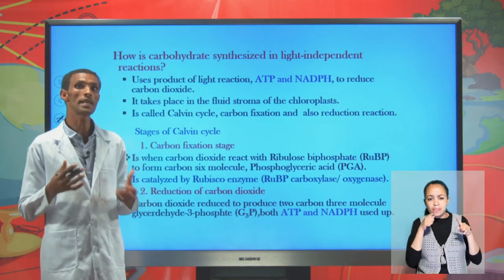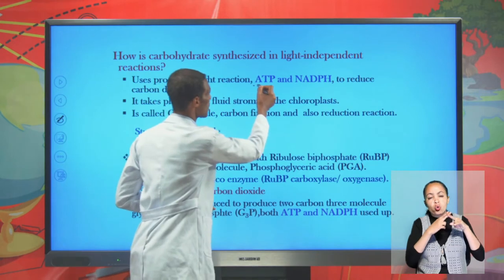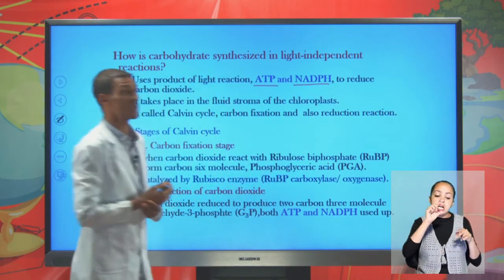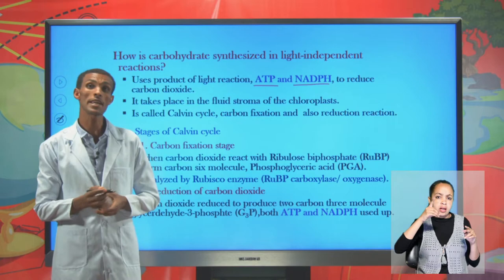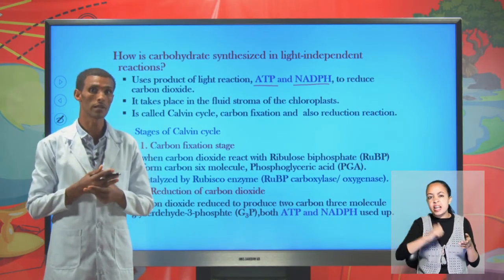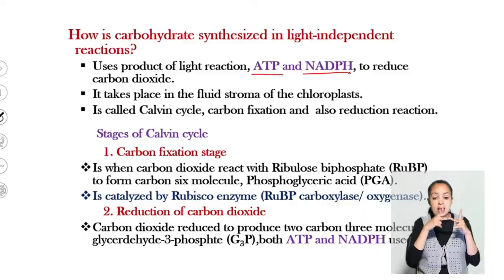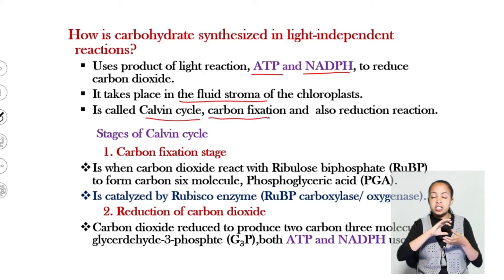But it is based on the products of the light reaction, which are ATP and the reduced NADPH molecule, which are very important in the production of glucose and other organic molecules. Mainly, this reaction takes place in the fluid stroma of chloroplasts, where many enzymes are present. This reaction is considered the Calvin cycle, carbon fixation, and reduction reaction.